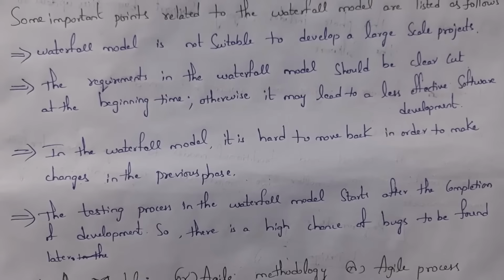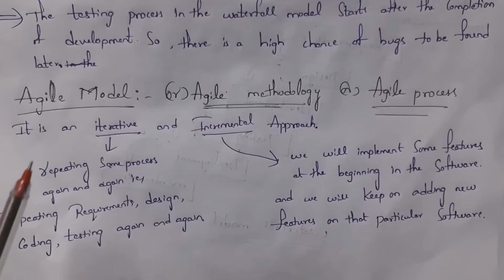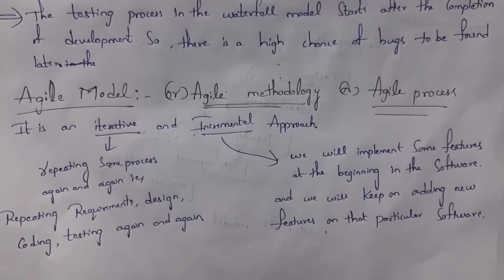Next I will explain what the use of the agile model is. Agile is an iterative and incremental approach.